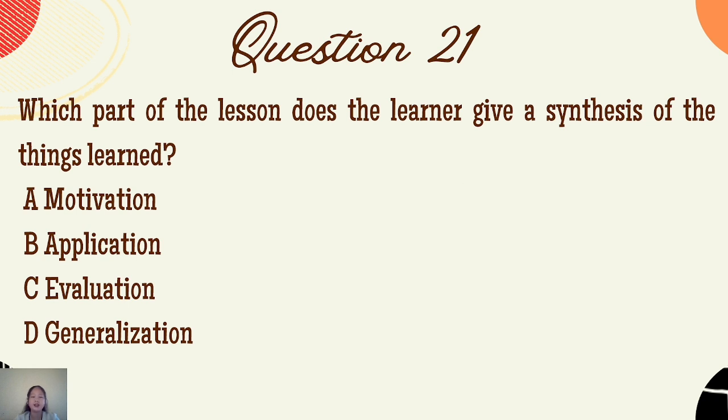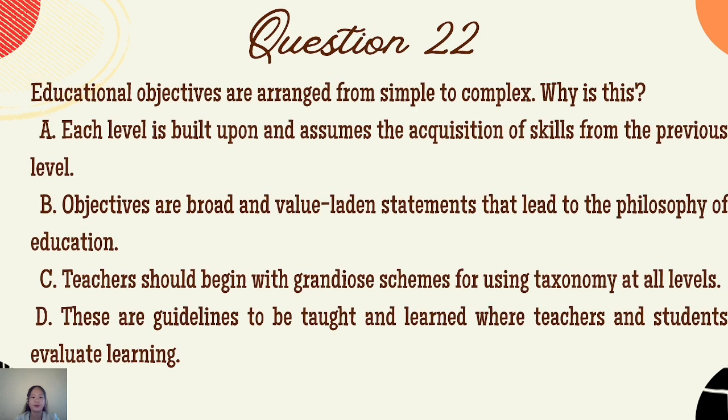Now let's proceed to question number 22. Educational objectives are arranged from simple to complex. Why is that? So, the correct answer is letter A. Each level is built upon and assumes the acquisition of skills from the previous level. So, the Bloom's taxonomy emphasizes a hierarchical structure where higher order thinking builds upon foundational knowledge and skills.